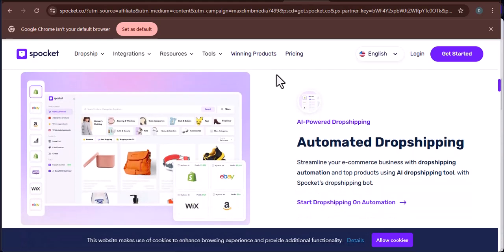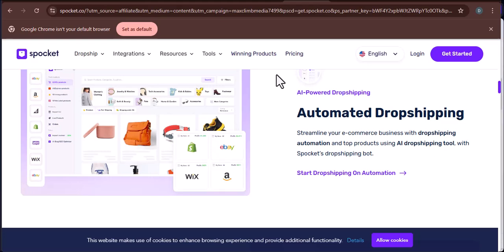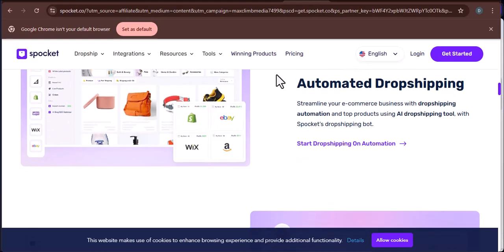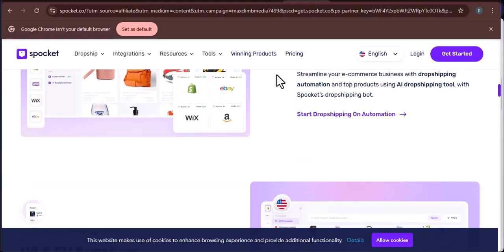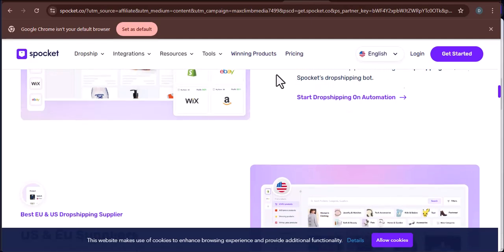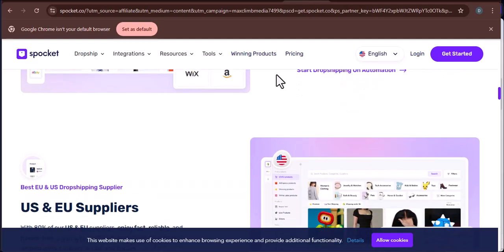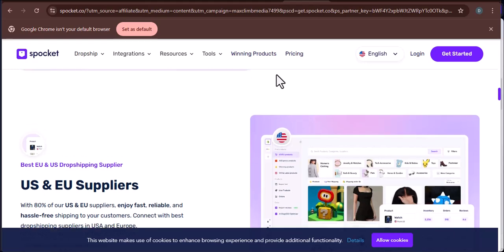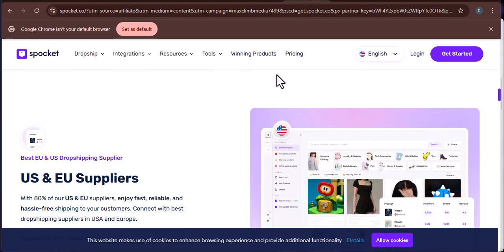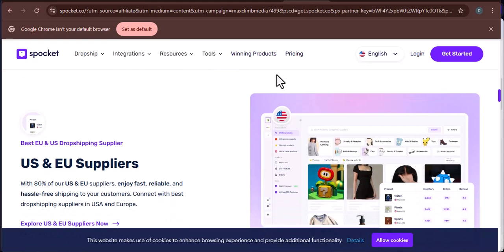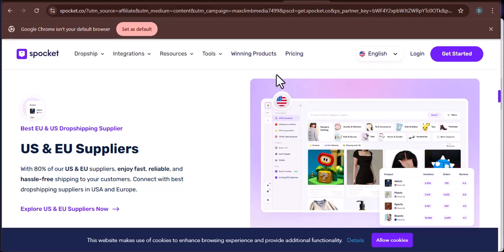This goes beyond just the wholesale price of the product on Spocket. You need to factor in all the expenses associated with getting that product to your customer and running your business. Think about the Spocket subscription fee. Are you on the Pro, Empire, or Unicorn plan? That's a fixed cost that needs to be amortized across your sales.